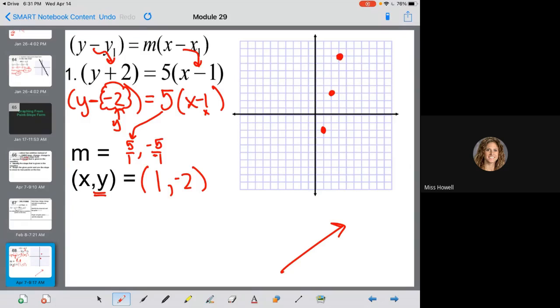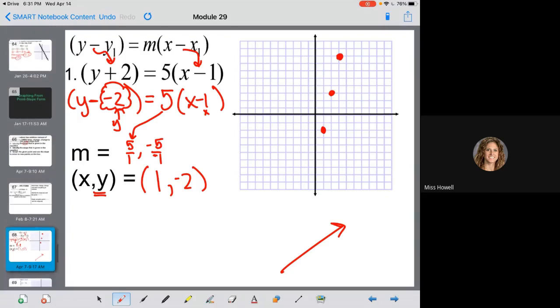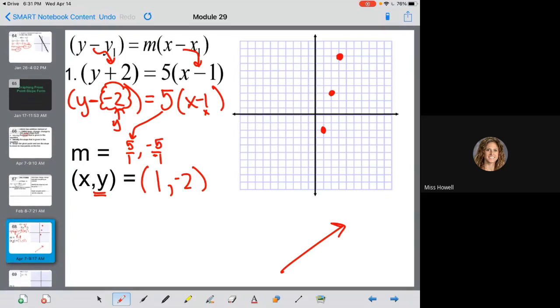All right, I'm out of room going that direction. So now I'm going to go back to my point. I'm going to drop 1, 2, 3, 4, 5 over 1. All right, I'm out of space. I can now use those couple of points to connect with my ruler and draw in our linear equation.